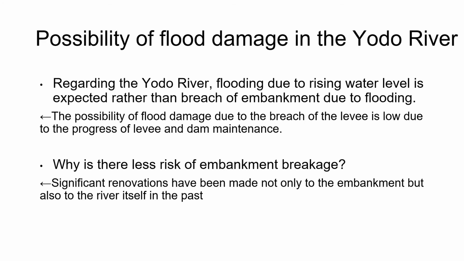Next, I will explain the flood damage of the Yodo River, which is a representative river of Osaka. In the area around the Yodo River, we believe that inundation damage caused by flooding due to rising water levels is more likely to occur than flood damage caused by an embankment breach. This is because I think the risk of embankment breakage in the Yodo River is lower than that in the Muko River. The reason why the risk of embankment collapse is low is that the safety around the embankment has improved due to repairs based on past disasters.